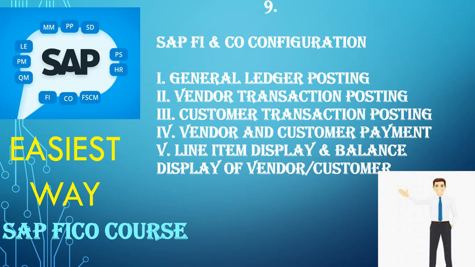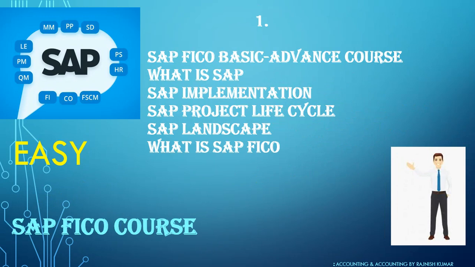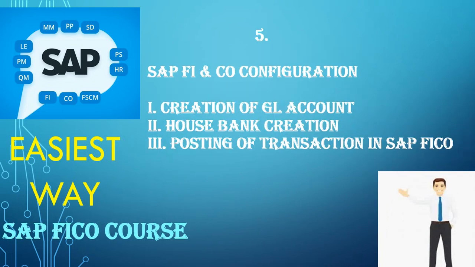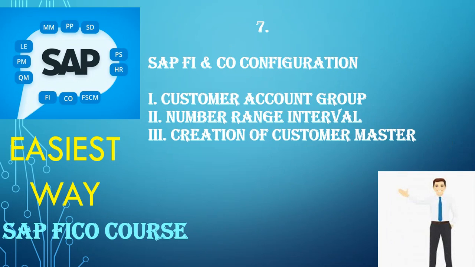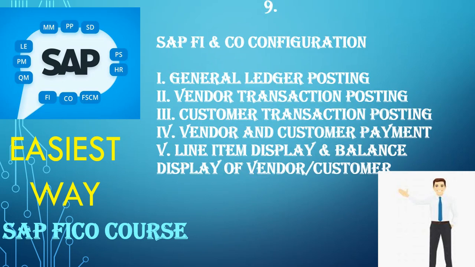Till now, we have done our 8 classes in which we learned the basic info about SAP FICO implementation, project lifecycle and landscape. In the second class, we discussed the company code, fiscal year variant, and all these topics were covered in the previous classes. If you want to see them, go to my channel and search in the playlist. You will get all the classes over there.